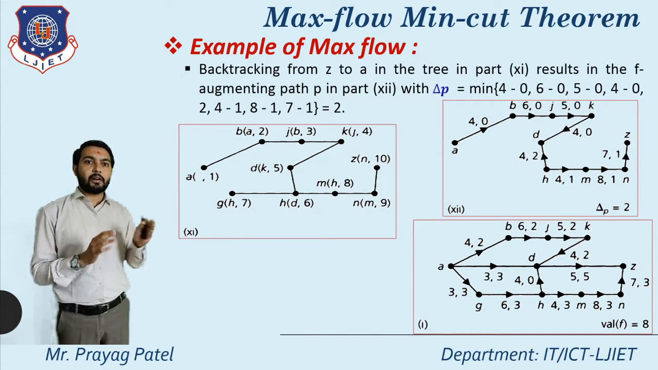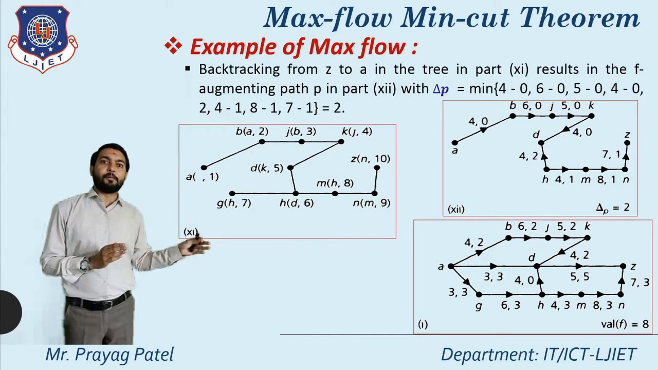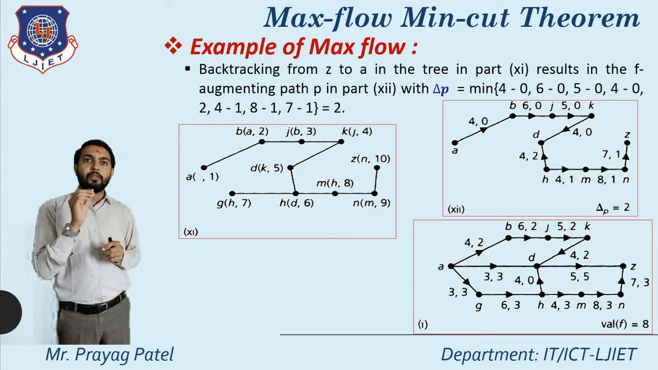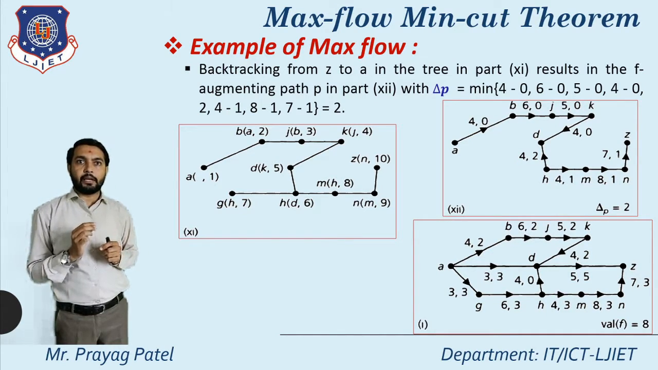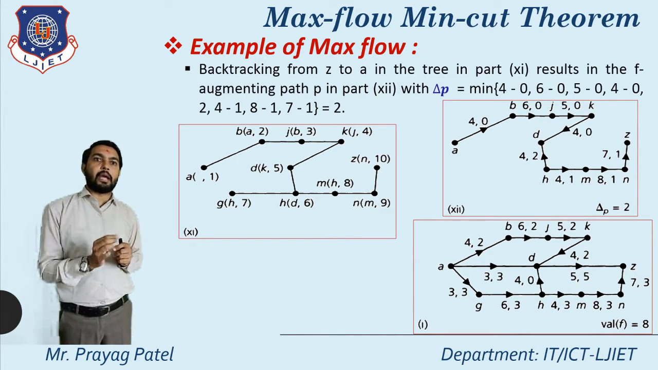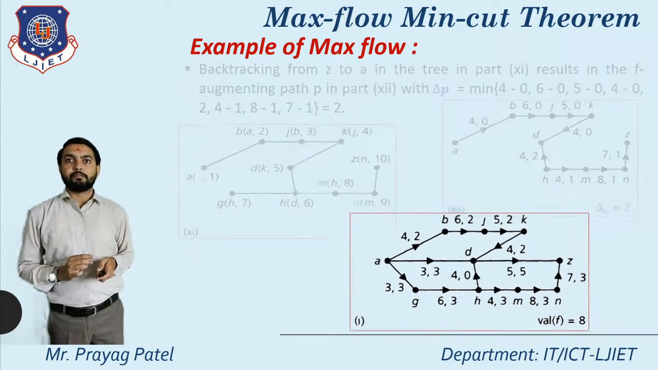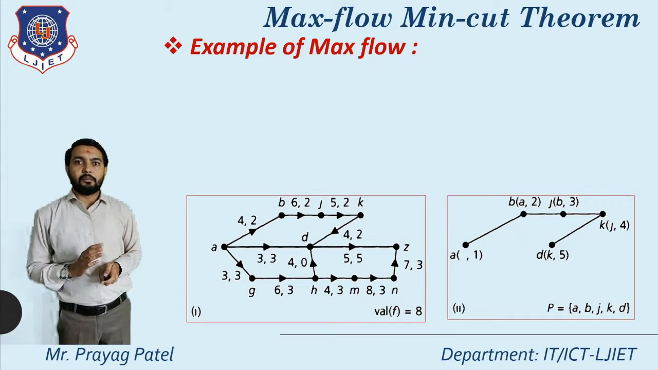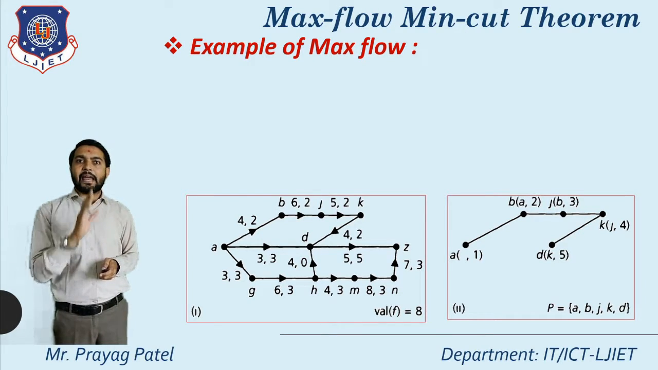And in the last figure, we already increased the value of the flow in each and every case according to our path A to B, B to J, J to K, K to D, D to H, H to M, M to N and N to Z. So this is your network. Now after that, the maximum flow we can find is 8.